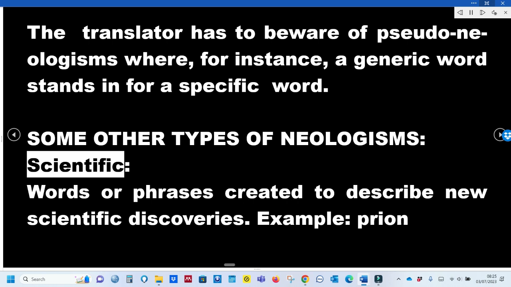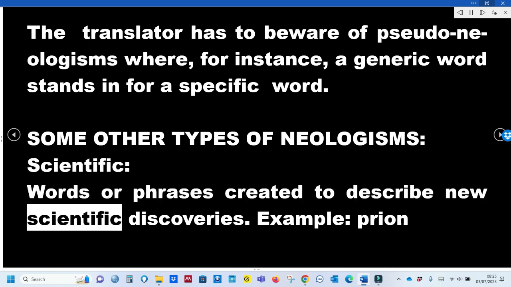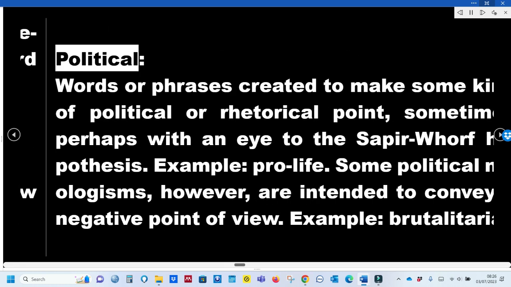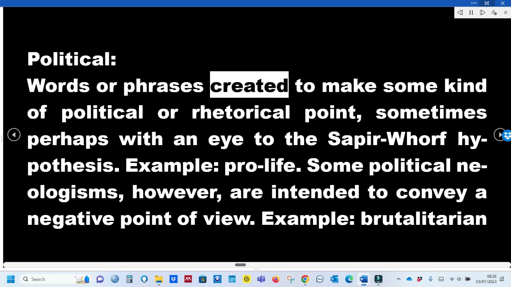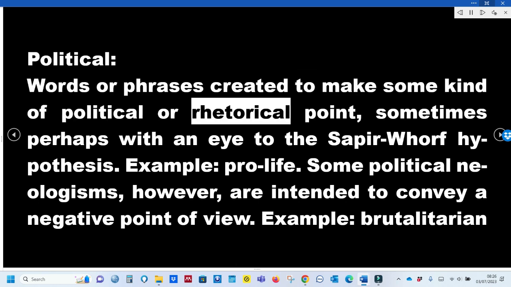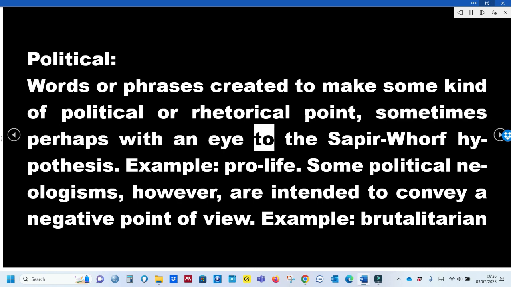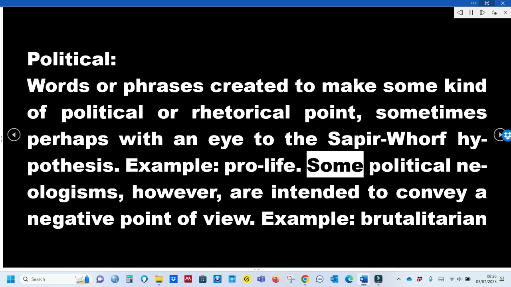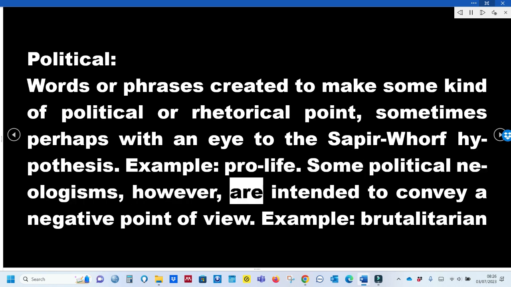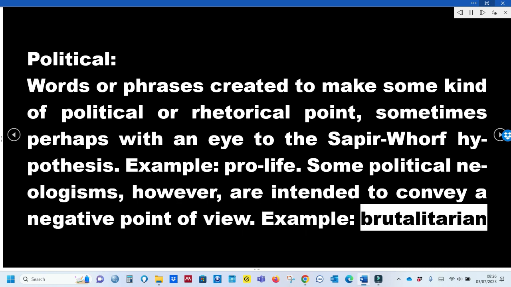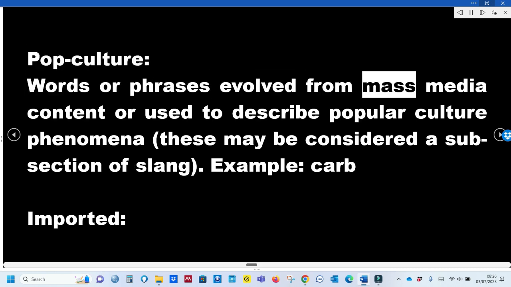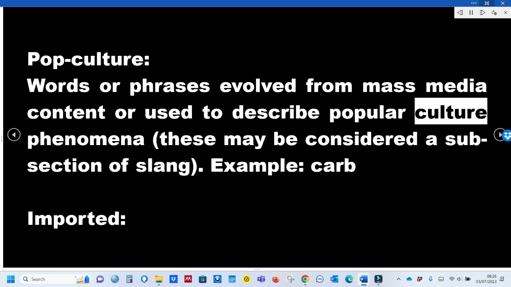Scientific. Words or phrases created to describe new scientific discoveries. Example, prion. Political. Words or phrases created to make some kind of political or rhetorical point, sometimes perhaps with an eye to the Sapir-Whorf hypothesis. Example, pro-life. Some political neologisms, however, are intended to convey a negative point of view. Example, brutalitarian. Pop culture. Words or phrases evolved from mass media content or used to describe popular culture phenomena.